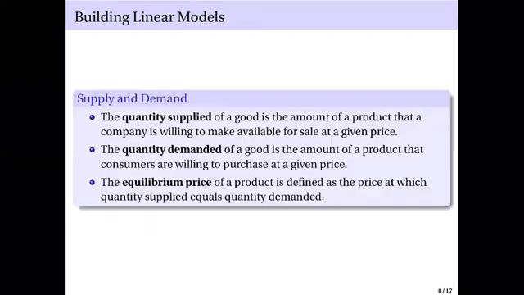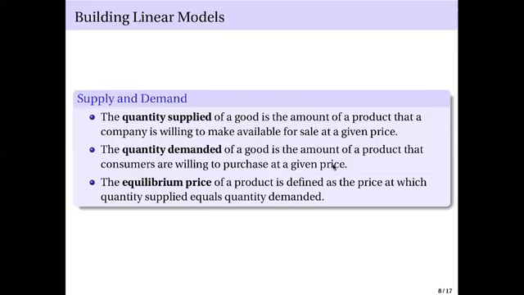Now, for our next problem, let me borrow some concepts from economics. Particularly, we will have supply and demand. The quantity supplied of a good is the amount of a product that a company is willing to make available for sale at a given price. The quantity demanded of a good is the amount of a product that consumers are willing to purchase at a given price.